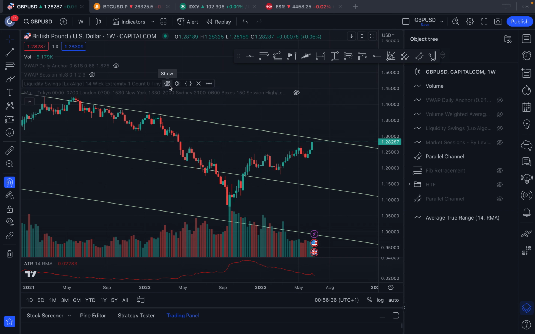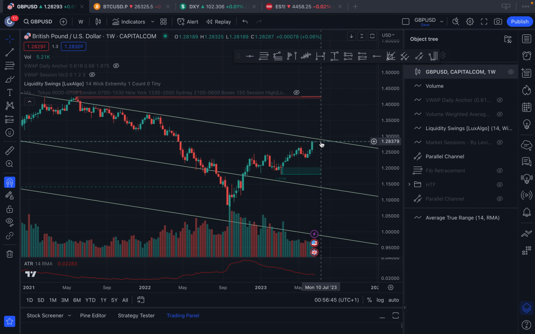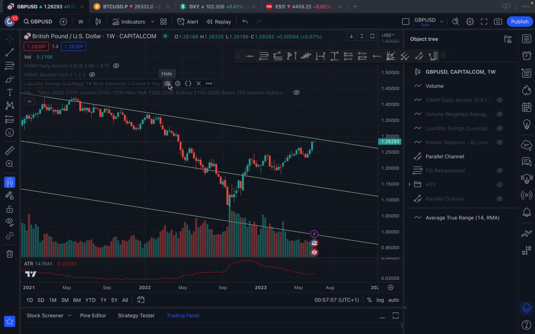Let's see if we've got any liquidity swings under the weekly charts. We've got all the way up here, and so nothing, and then down here as well. So nothing too close at the moment. This is the liquidity swings by Lux Algo. I think it's quite useful, but it's more helpful on lower charts, to be honest. But it's good to see on higher time frame charts as well. Okay, so that's that done.